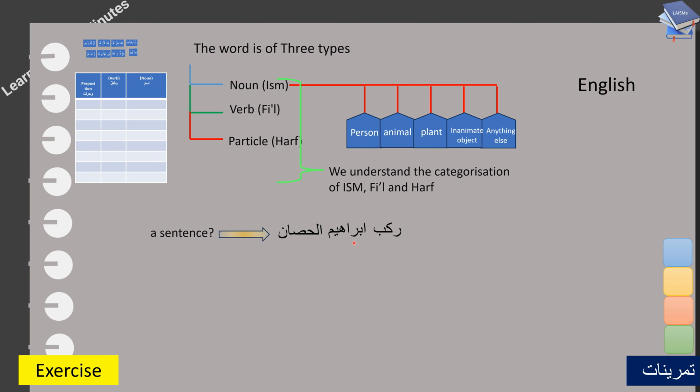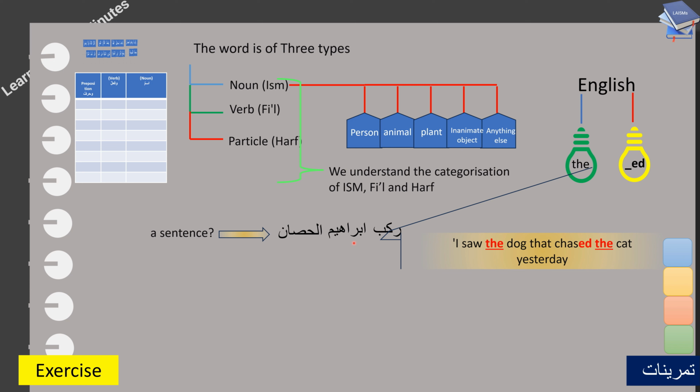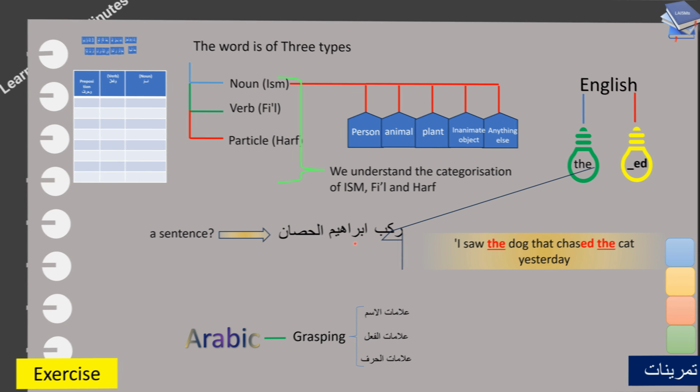If we draw parallel to the English, where a word following the often indicates a noun and a word ending in ed usually signals a verb. Consider the sentence, I saw the dog that chased the cat yesterday. In this example, dog and cat function as nouns and chased as a verb, marked by the presence of the and the ed ending. In Arabic, words possess their unique characteristics. Grasping these signs empower us to effortlessly identify nouns, verbs, and particles. Let's delve a bit deeper into these signs to enhance our understanding.